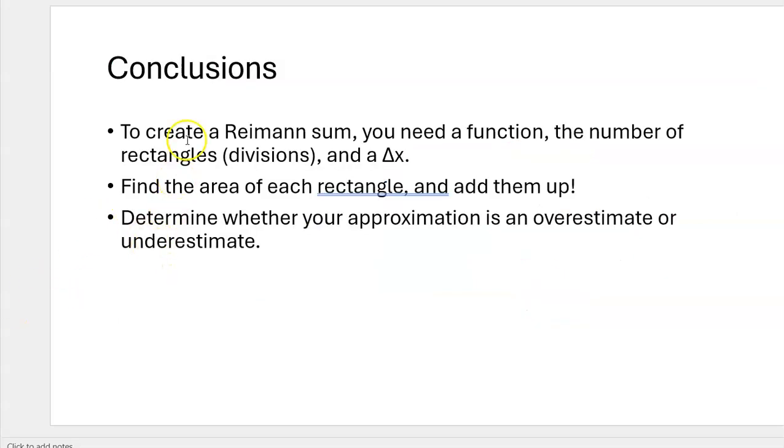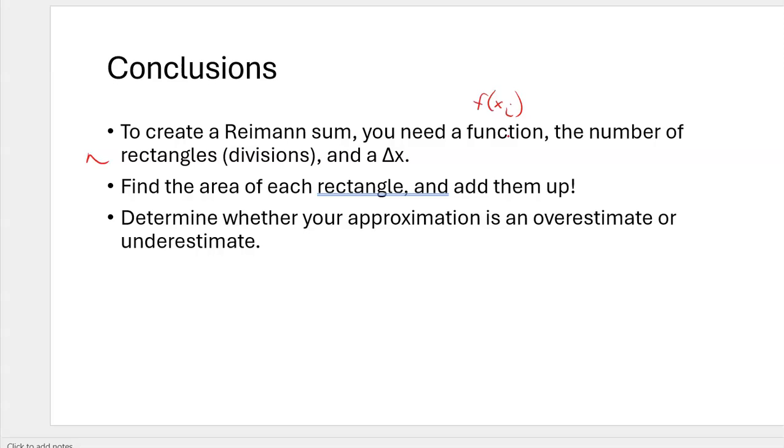So some conclusions here. To create a Riemann sum, you're really going to need a function. That was our f of x sub i. A number of rectangles. That was n. And a delta x. Figuring out how wide each rectangle is. Find the area of each rectangle and add them all up.